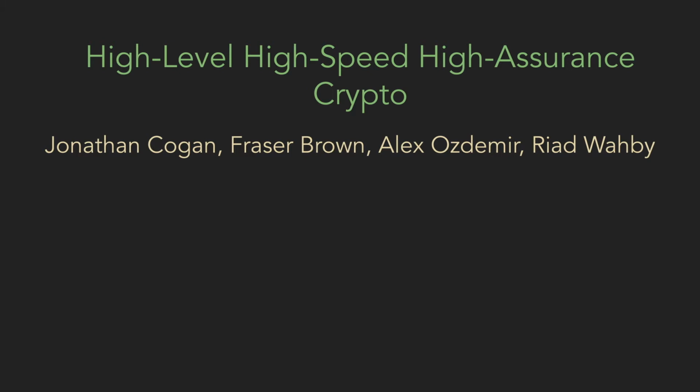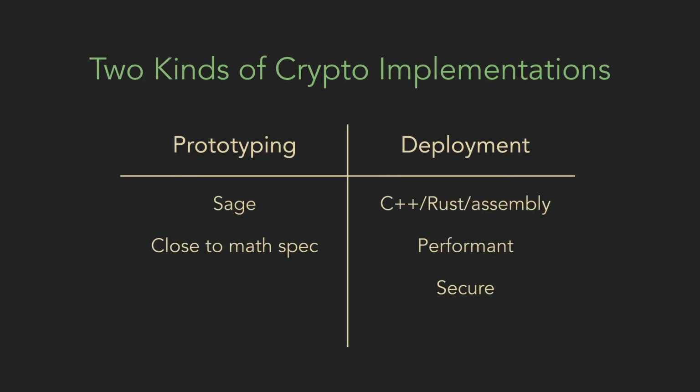To start, let's talk about how people implement crypto today. On the one hand, if we're prototyping a new protocol, we probably want to use a language that looks like the mathematical specification. For example, the computer algebra system SAGE exposes algebraic primitives like finite fields and elliptic curves, which closely match the abstractions used by protocols.